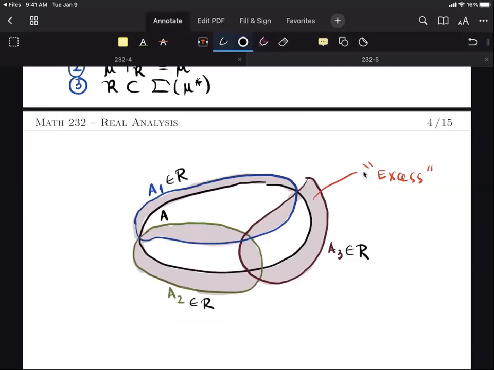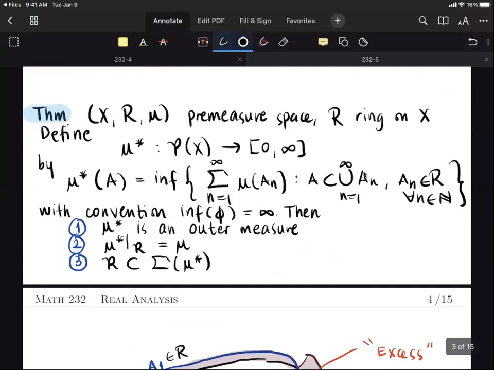And in this case, you see that the sum of the areas of A1, A2, and A3 is larger than the set being covered, in this case A. And we want to minimize that excess area. That is basically what we are doing here. So we take the smallest, or more appropriately the infimum, over all this sum of pre-measures. Our covering can be countable.